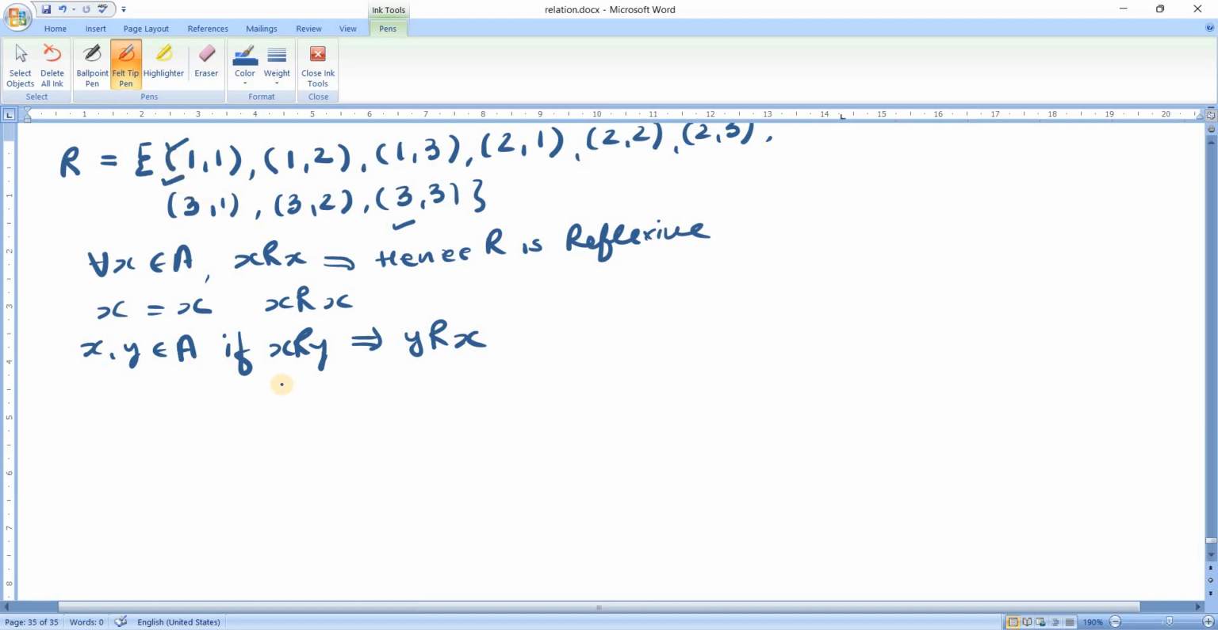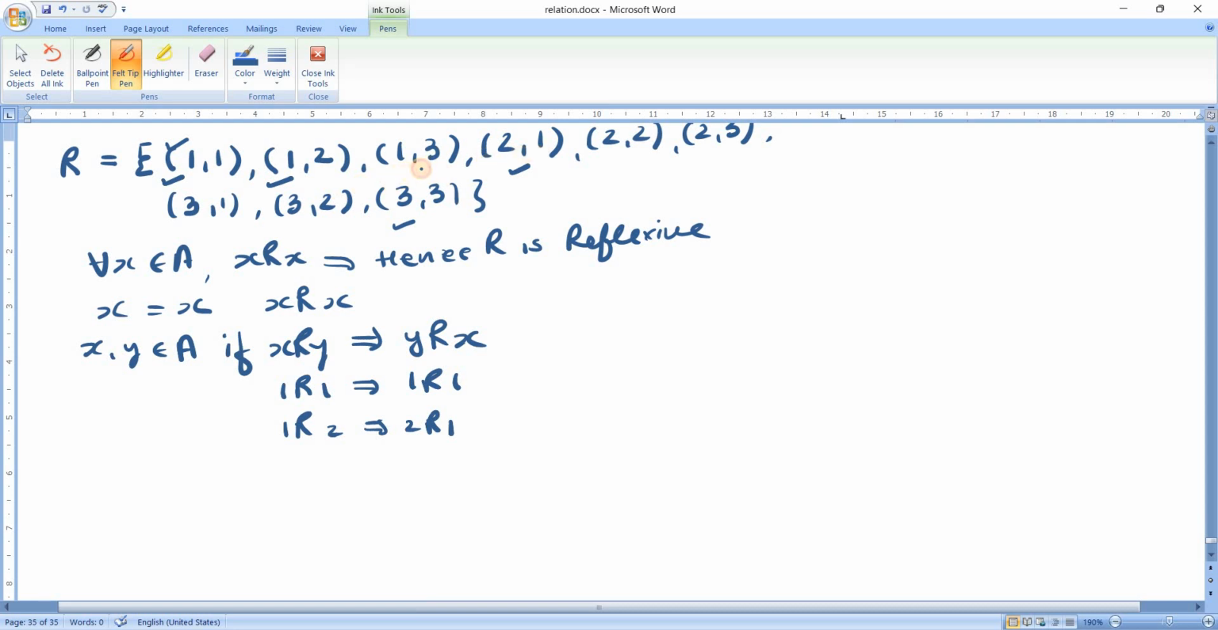Okay, so for 1 comma 1, we know 1 is related with 1, which means 1 should also relate with 1. Yes, 1 comma 1 is here. So next is 1 comma 2. For 1 comma 2, we should have 2 related to 1. So we can see this 2 is related to 1. So these two are symmetric to each other.